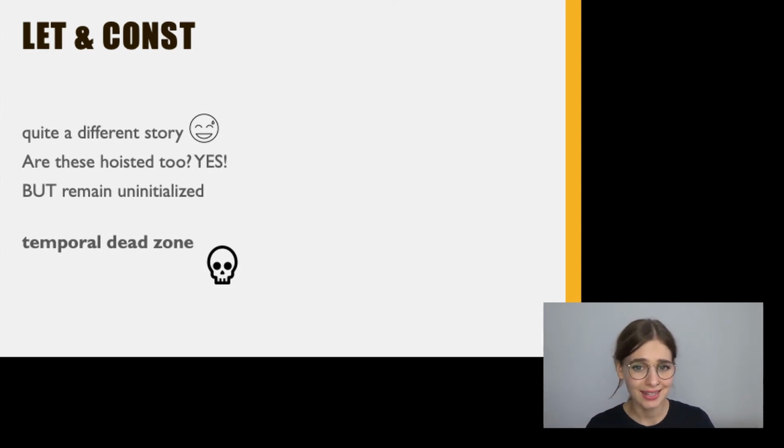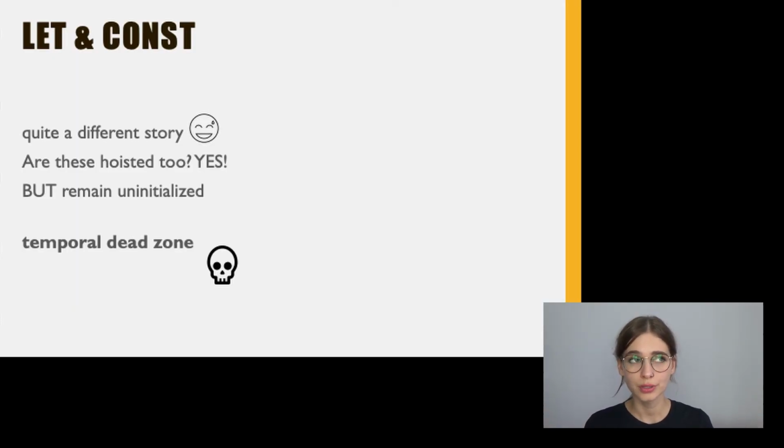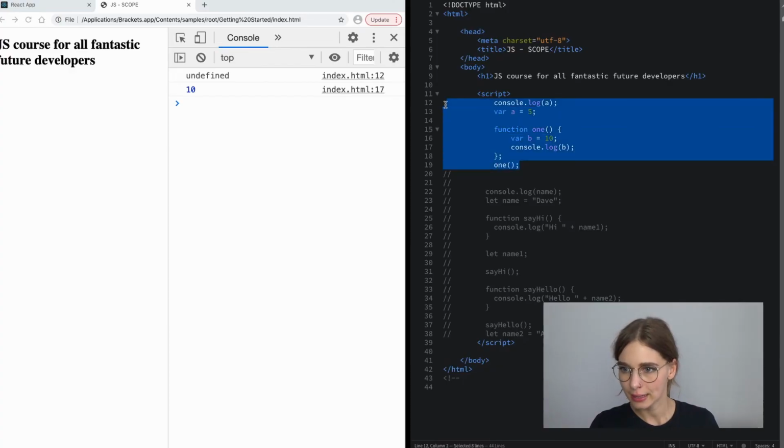So as far as let and const are concerned, this is quite a different story. Both let and const, according to the documentation, are hoisted too, but there is a term, temporal dead zone, and I'll show you in the example. So technically they are hoisted, but I would say not exactly. It doesn't work the same way as it works with variables with the keyword var. Let's comment this out.